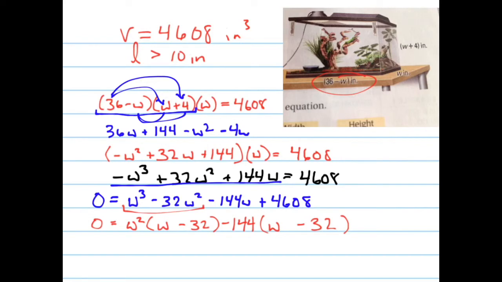So far so good? So what does this become? W squared minus 144 times W minus 32. All right. Question is, are we done factoring? Well, it's not because we still have the 0. The question is, are all of our terms fully factored? Anybody see what can be factored?